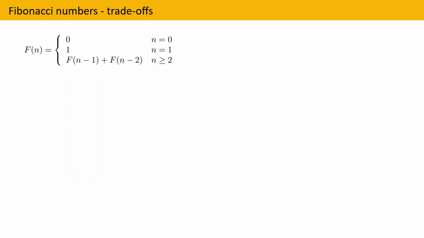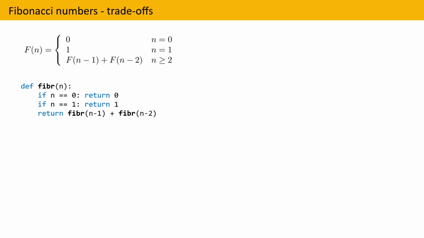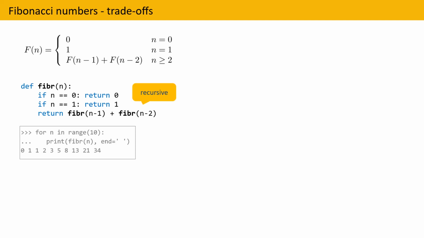A recursive implementation of this formula in Python is very simple and straightforward. If we call fib_r, r for recursive, for numbers of n from 0 to 9, we can print the Fibonacci series with 0, 1, 1, 2, 3, 5, and so on. This implementation is, however, very inefficient and very slow for slightly larger n. Computation for an n of 40 already takes multiple seconds.